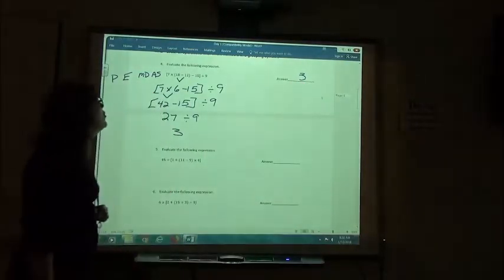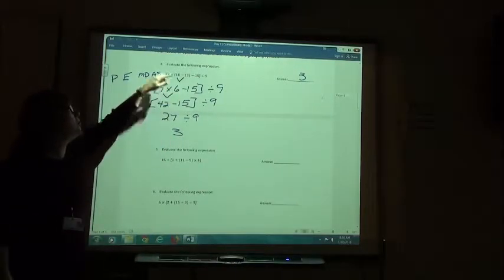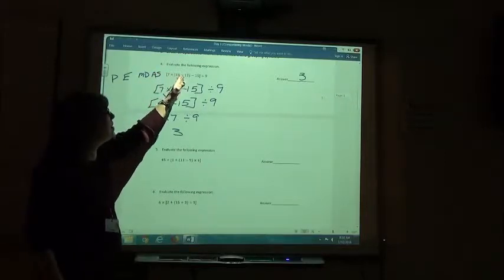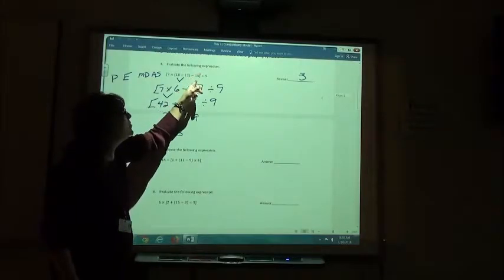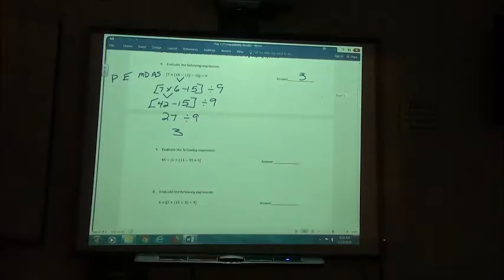If you are using your calculator, you just use parentheses in place of the bracket. So I would put parentheses 7 times parentheses 18 minus 12, close my parenthesis, minus 15, close my parenthesis again, divided by 9. And the calculator would give you the answer if you wanted to check, to make sure you did the problem right.